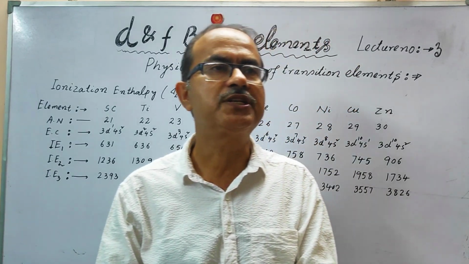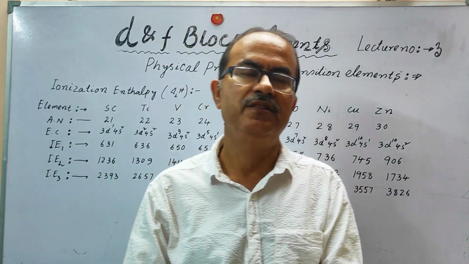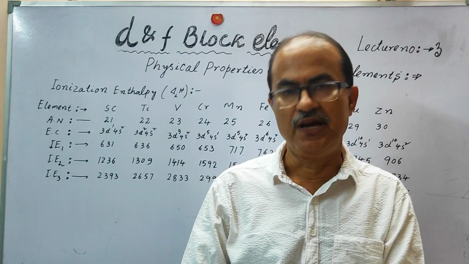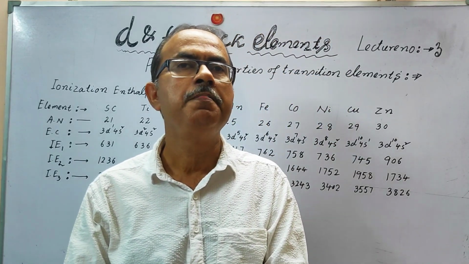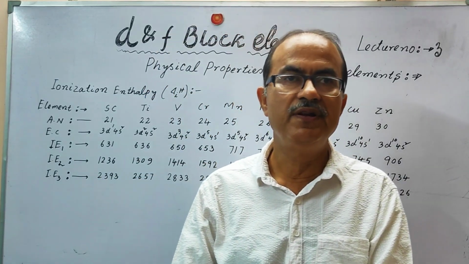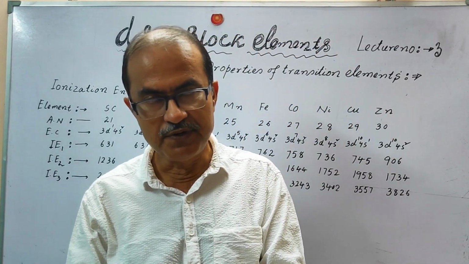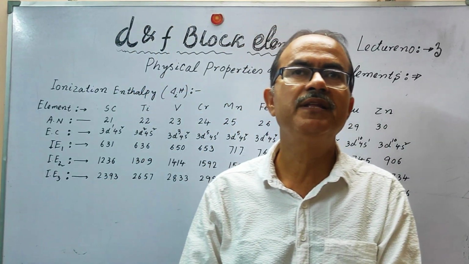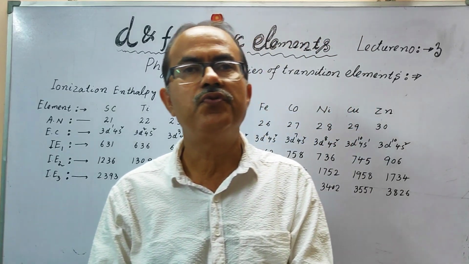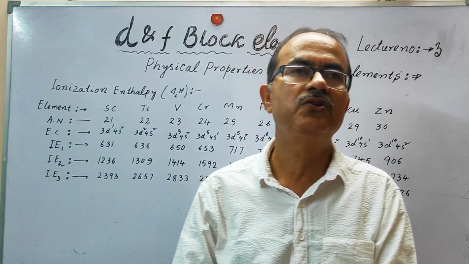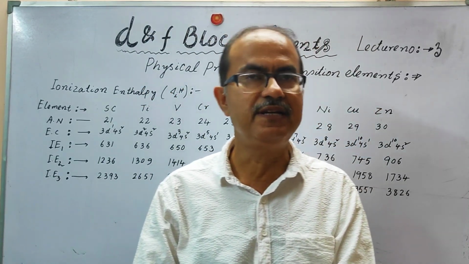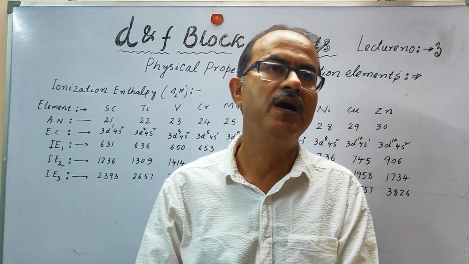So first we are going to discuss the ionization enthalpy. We know what ionization enthalpy is. We already studied it in class 11, in the chemical bonding chapter. Ionization energy is nothing but the energy required to remove one or more than one electrons from isolated gaseous state atoms or ions.